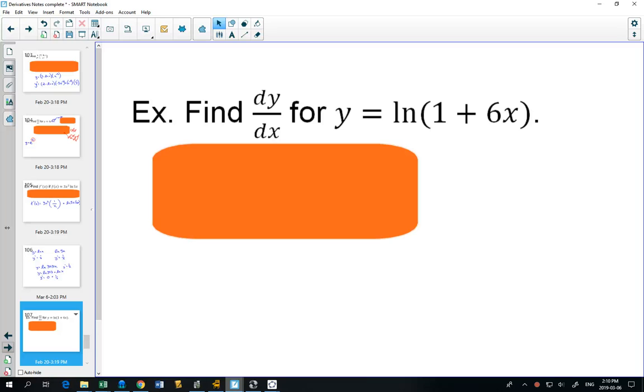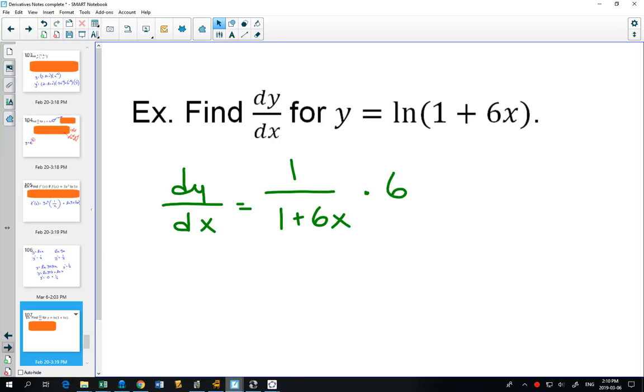This is a chain rule. We see a function 1 plus 6x inside of natural log. So we do the derivative of the outside function first. Derivative of natural log is 1 over whatever, and then we keep the inside the same. So this part here, 1 over, keep the inside the same, then multiply by the derivative of the inside, which is just 6.